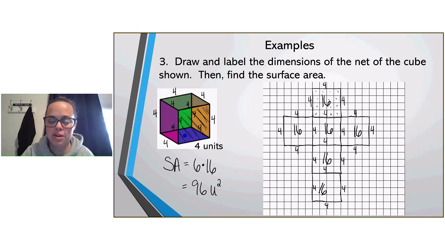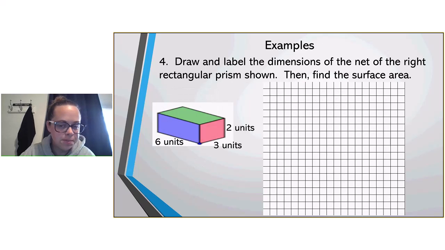Okay, so let's try one more. On this last one, I'm going to actually let you try to draw your own net and see if you can draw the net based on the rectangular prism. So here we go. It is a 6 by 3 by 2. And again, I know you don't have the grid, but just see if you can get it drawn and possibly labeled correctly. And I'll give you a couple of minutes here to look at this.